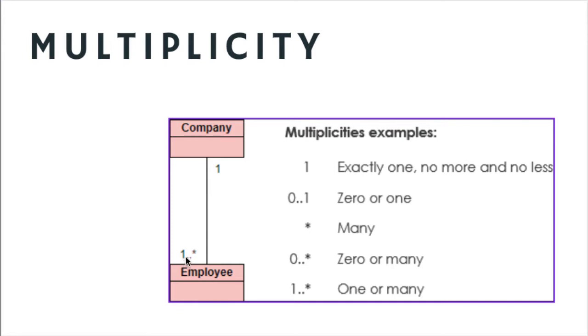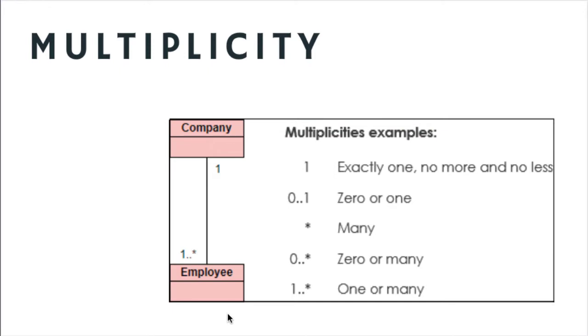When we see a 1 and then the two dots, that basically means "or," and then we have this asterisk. The asterisk always stands for many. So a company can have one or many employees. That means that in order to exist, a company needs to have at least one employee. It can have as many as it needs, or just the one, but it at least has to have one.